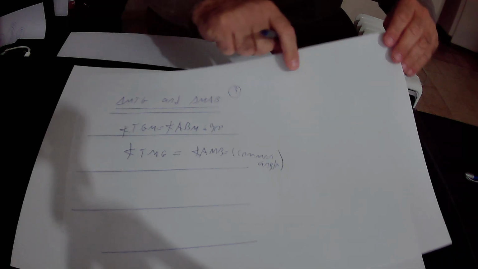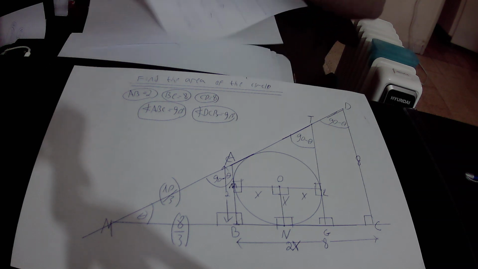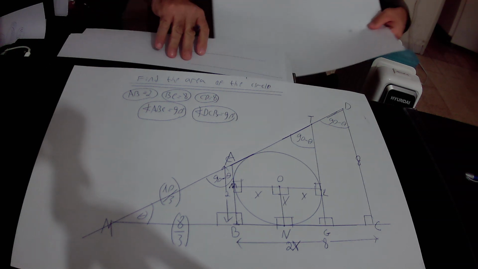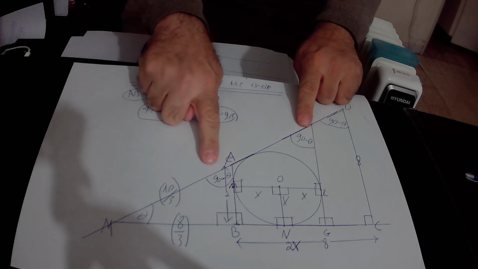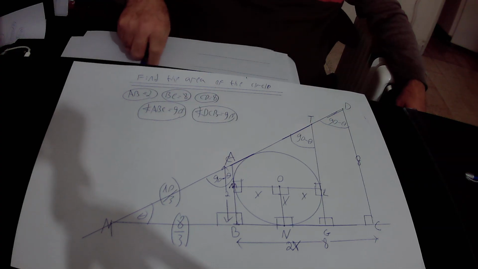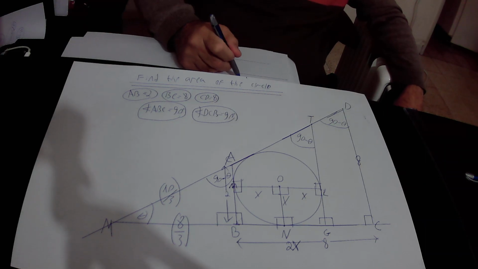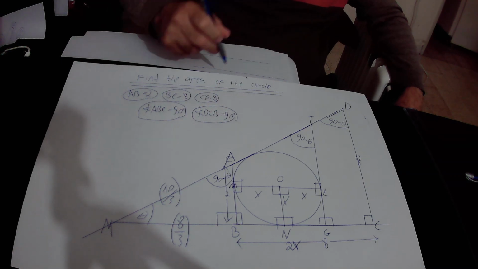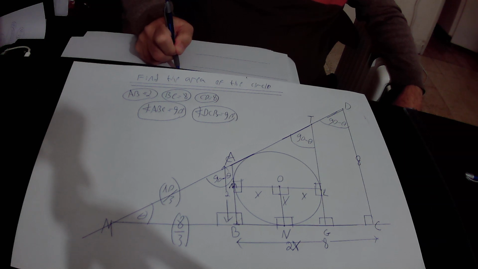Okay, and finally, those two angles are both equal to 90 degrees minus theta, therefore they are equal to each other. So angle MTG, the big triangle, is equal to angle MAB in the small triangle. They are both equal to 90 degrees minus theta, therefore they are equal to each other.